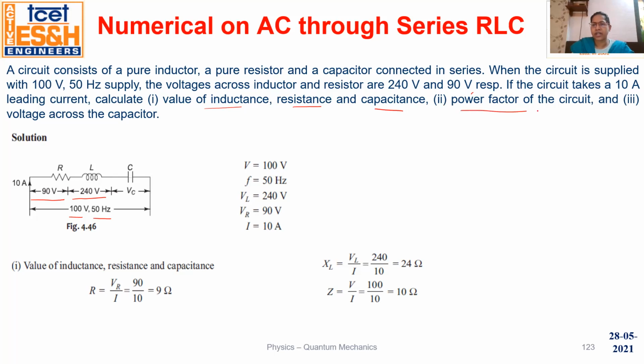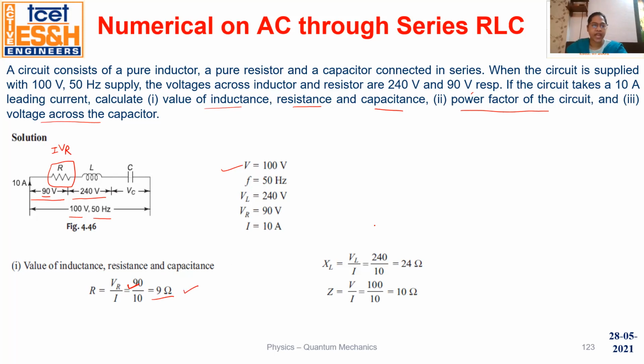Number second, power factor of the circuit. And number third, voltage across the resistance. So these are the given quantities. V is equal to 100 volt, frequency equal to 50 hertz, VL is equal to 240 volt, VR is equal to 90 volt, and I is equal to 10 ampere. Now we calculate R as VR divided by I. VR is given as 90, so from here we directly find the value of R. So here R is 9 ohm.